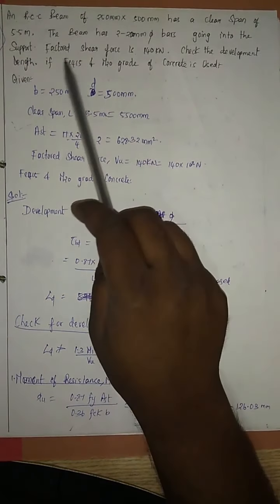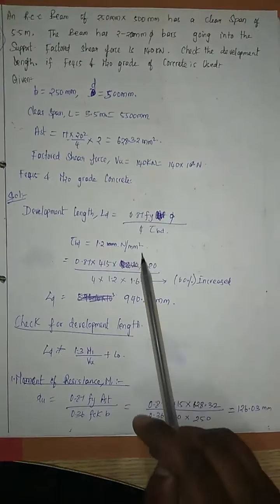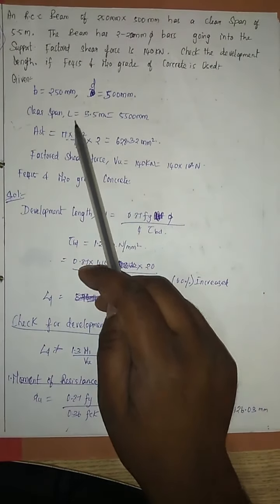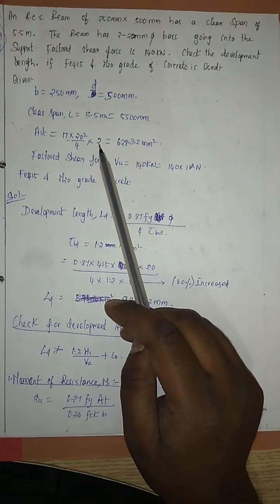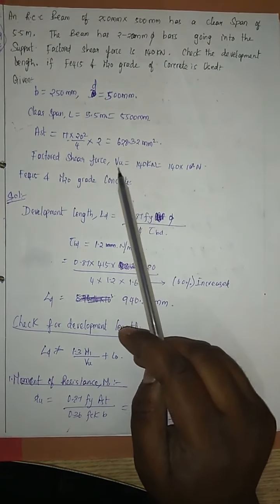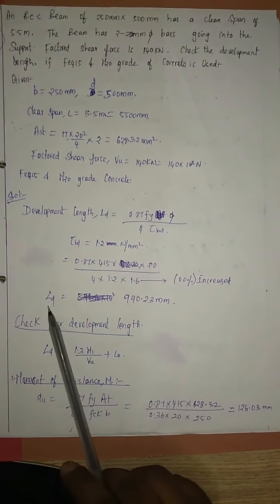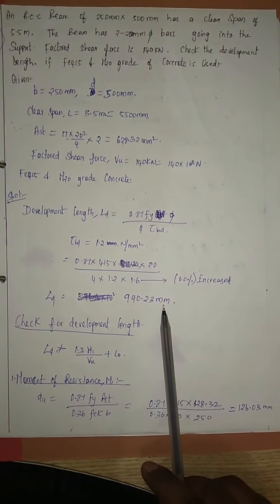If it is a deformed bar, you must increase the bond stress by 60%. You will increase the bond stress by 60%, that is, multiply by 1.6. You will get LD is equal to 940.23 mm.